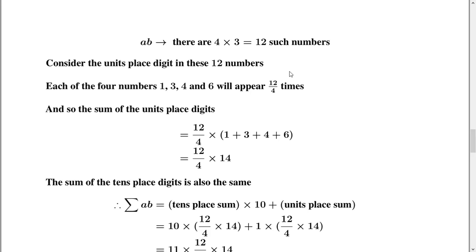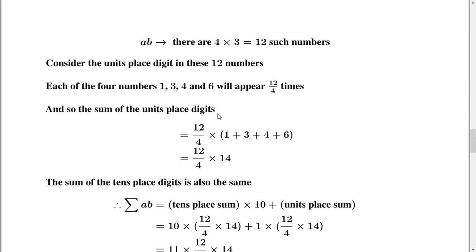Now, in these 12 numbers, consider just the units place digits. These are all 2-digit numbers. Let's consider the units place digits. There are 4 digits which can be in the units place, 1, 3, 4 and 6, right? And there are 12 such numbers. And so each of the digits 1, 3, 4 and 6 should appear 12 by 4 times in the units place, because they should be appearing the same number of times. None of these digits is more special than the other ones, right? So each of these would appear 12 by 4 times in the units place. Similarly, each of these would appear 12 by 4 times in the tens place also.